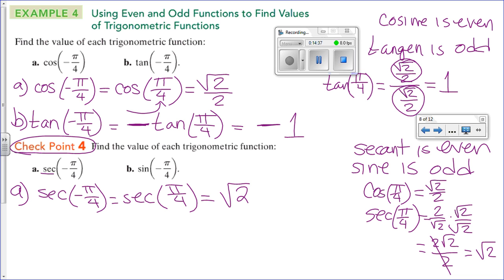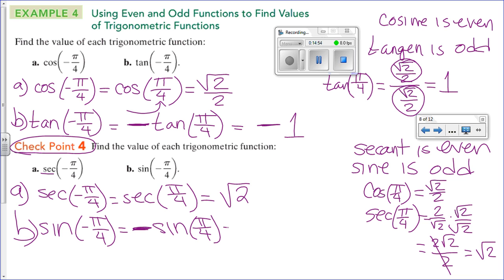For part B, sine is an odd function, correct? So the sine of negative pi over 4 is not the same as sine of pi over 4, but the opposite of the sine of pi over 4. And so the sine of pi over 4 is equal to what? Okay. Square root of 2 over 2. Well, we need the opposite of that, so negative square root of 2 over 2. All right, let's move on to the next slide.